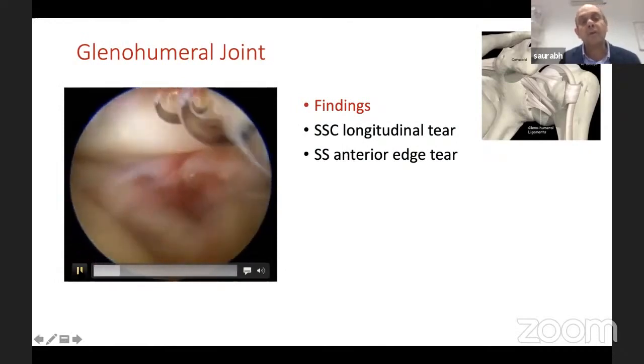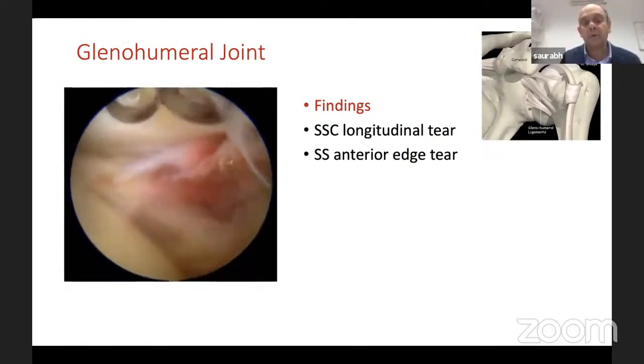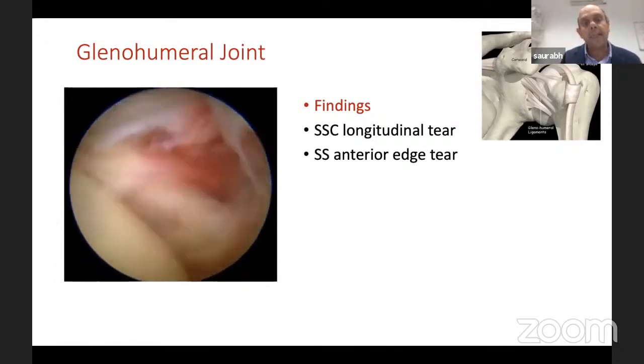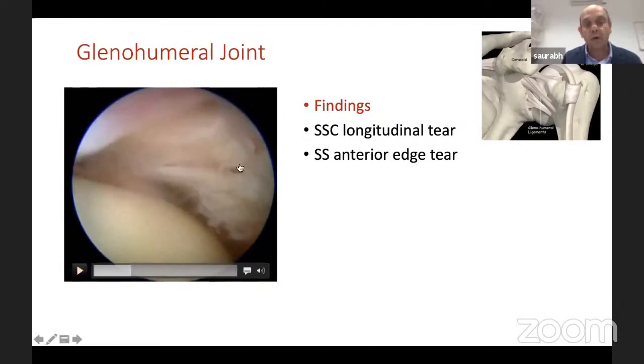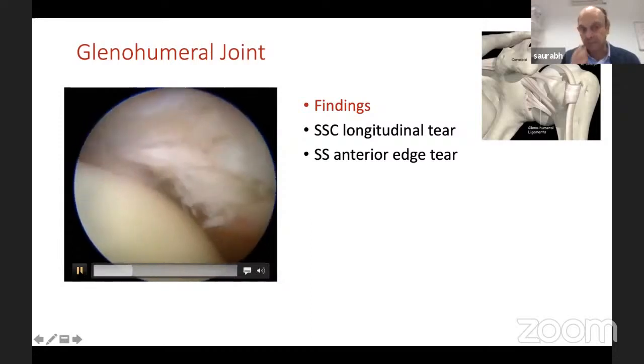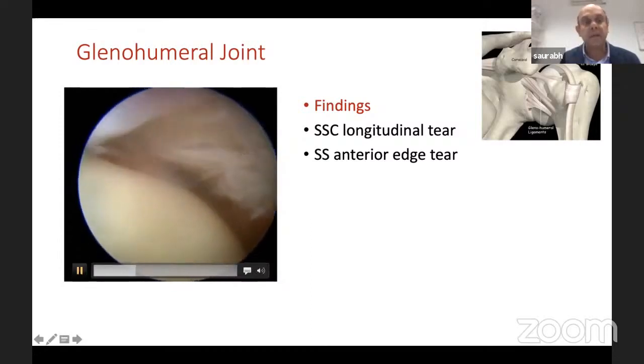So now we're going to go down and look at the subscap in a bit more detail. And you can see these are longitudinal splits. So this is your lesser tuberosity. That's the footprint of lesser tuberosity where subscap attaches. So attachment is okay, but there are longitudinal tears. So all you need to do here is debride them. But it's important to assess that and take pictures for medical legal purposes. So you can see the tear in subscap.